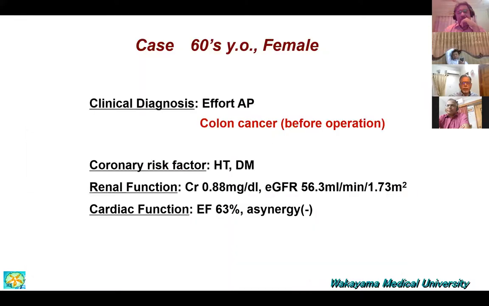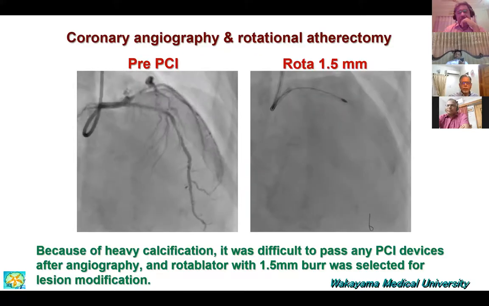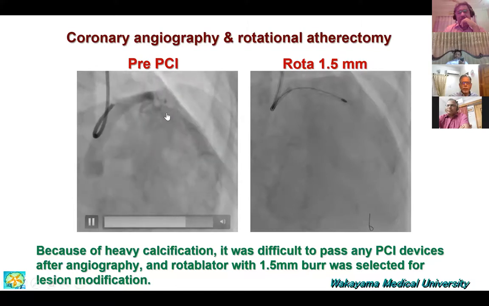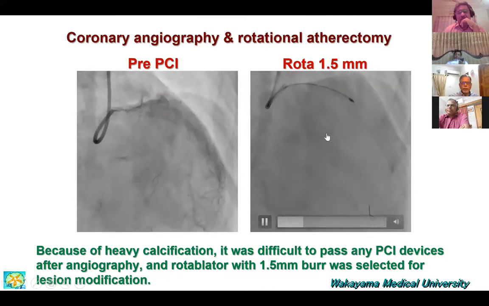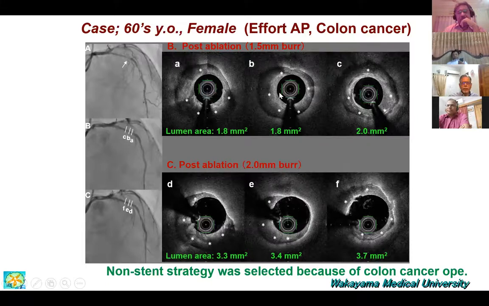And let's move on to calcification, right? This is a 60-year-old female with colon cancer. The surgeon referred her to our department to do an angiography because of angina. And here is a severe calcification, and any kind of device could not be passed here. Therefore, we did the rotablator, and after the rotablator, we did an OCT. Here you can clearly identify the lumen ablated by the rotablator, but the lumen size is not enough. Then we sized up the burr, and after 2.0, the lumen becomes bigger, and here there is no calcium, so we cannot upgrade the burr size more.